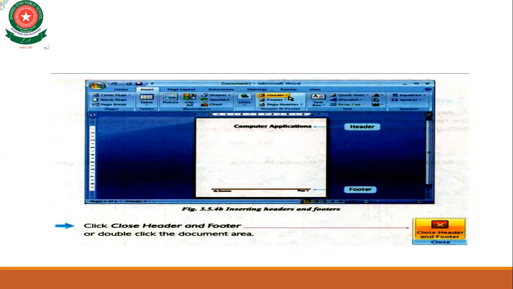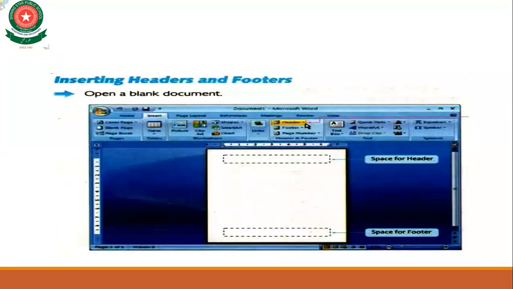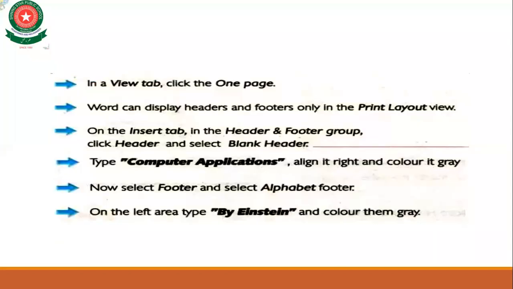So how can you add the footer and header? First of all, you have to open a blank document. Now in the view tab, click the one page. Now Word can display header and footers only in the print layout view. Now on the insert tab, in the header and footers group, click header and select the blank header.